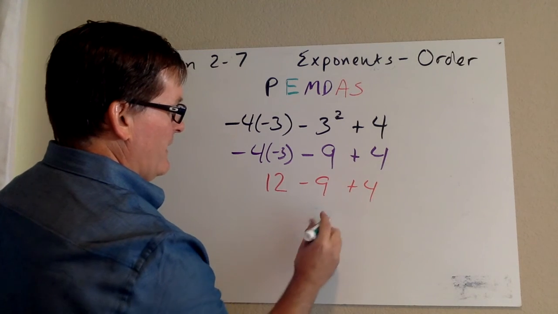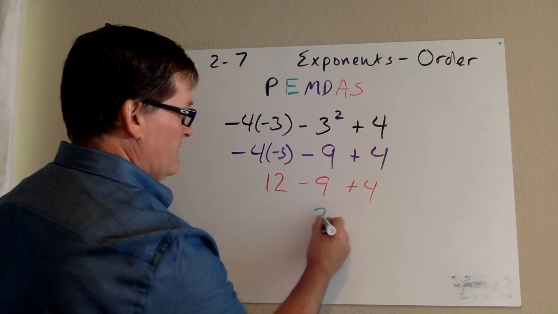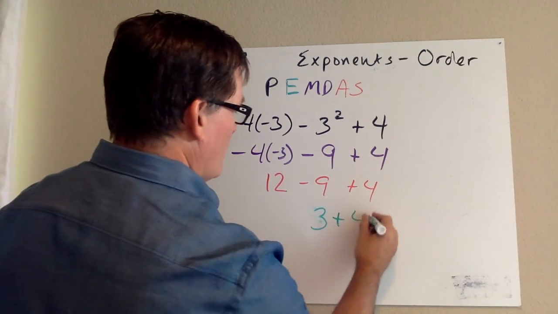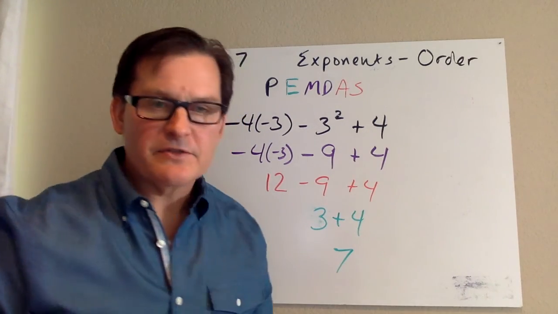Don't know why I wrote down a 9. 12, because 12 minus 9 is definitely 3 plus 4. So the final answer is 7.